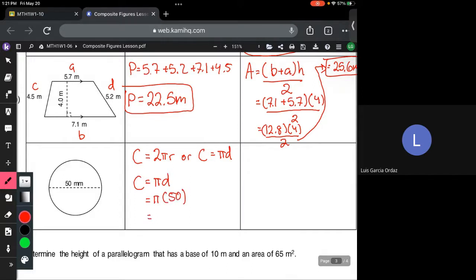Can we leave it like this? Can we leave it as 50 pi? You can leave it as 50 pi, but we're not working with that. So David, can you tell me what pi times 50 is? It's 157.079. To the first decimal place, what is it? 157.1 millimeters. Perfect.